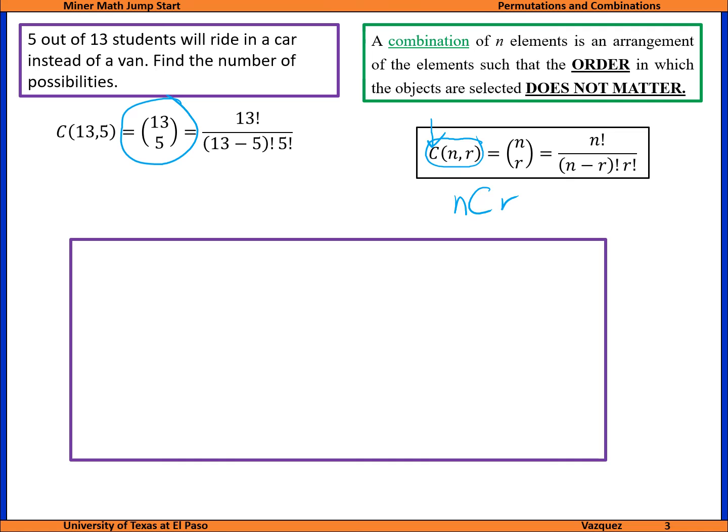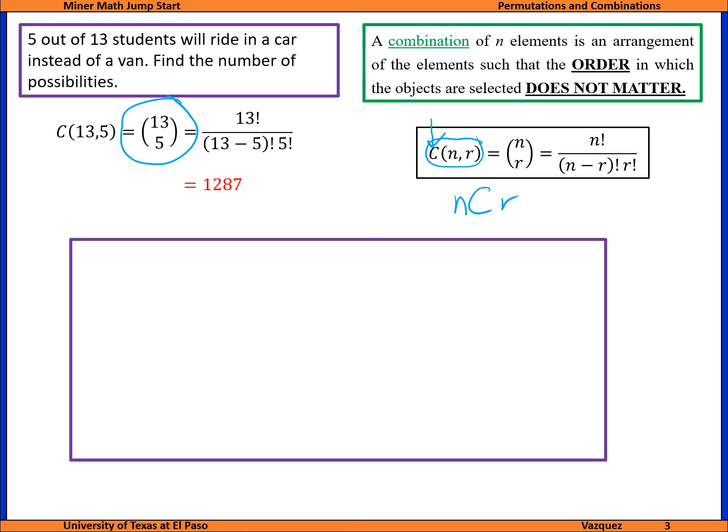This is just computing pretty big numbers, but nothing we can't do. 13 factorial over 8 factorial times 5 factorial would give us 1,287. So out of 13 students, if you pick out 5, there's 1,287 possibilities to choose those 5.